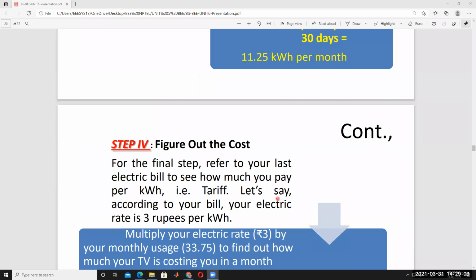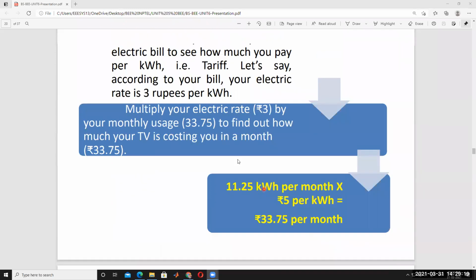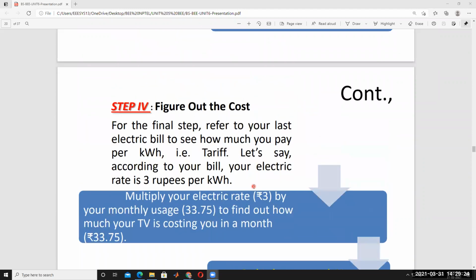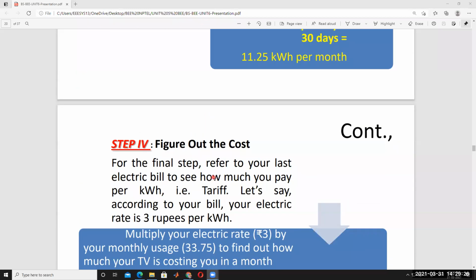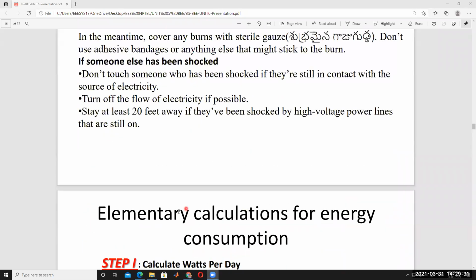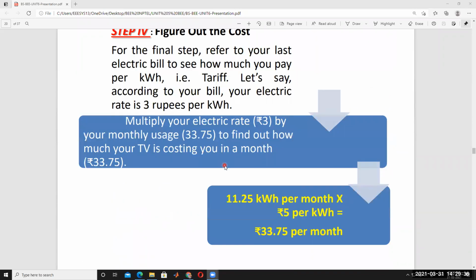After that, multiply by the electricity rate, that is called the tariff, in rupees per kilowatt hour. Multiply that and you get the total monthly bill of your television. This is how you have to calculate electricity. This is the elementary calculation for energy consumption. This is the topic. Then the next topic.